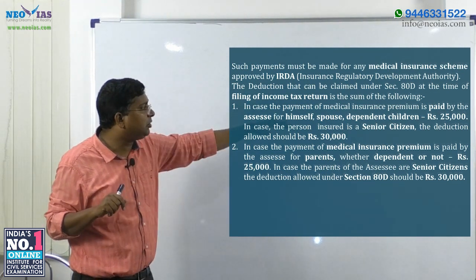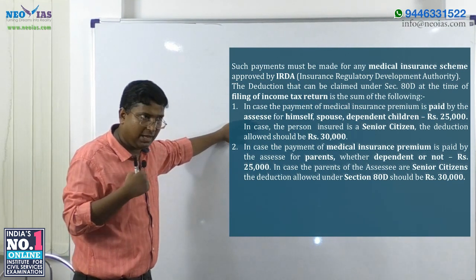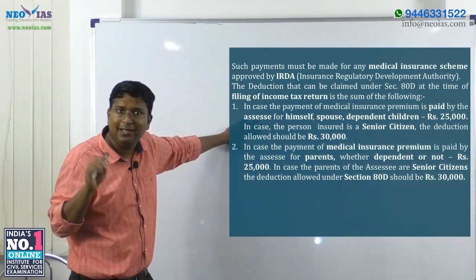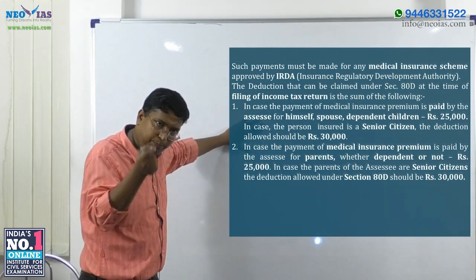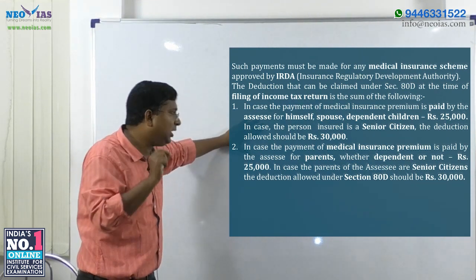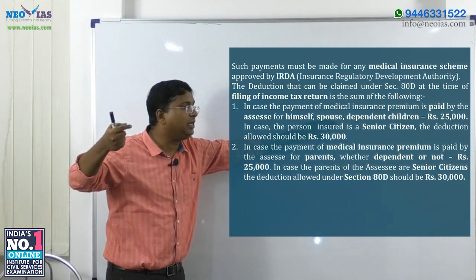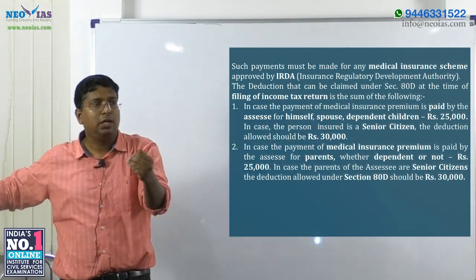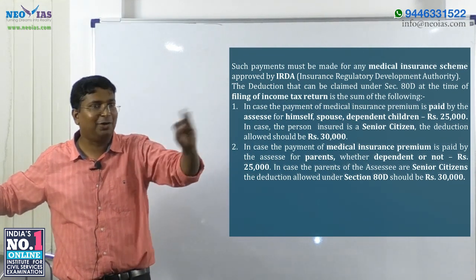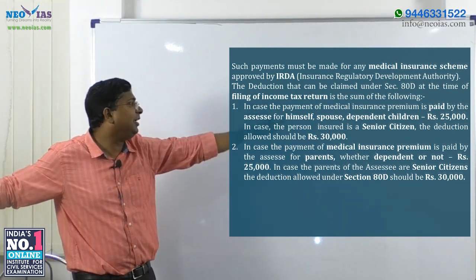In case the medical insurance premium is paid by the assessee. Assessee means income tax assessee. That is a tax word. Anyone who is paying tax will understand. If you are a taxpayer, according to a tax official, you are a tax assessee. So if you are paying for yourself, your wife or spouse, or your dependent children, you can claim up to 25,000.